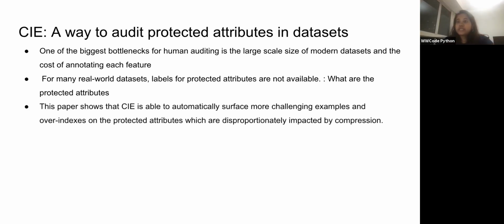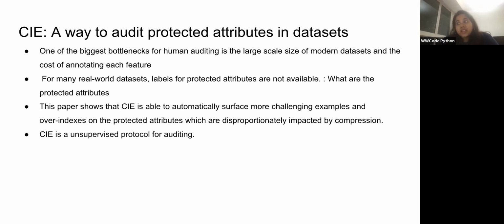So the paper basically shows CIE to be a way to automatically surface more challenging examples and over-index on these protected attributes, which are disproportionately impacted. That's the takeaway at the end of the day: by compression, we are disproportionately impacting, or there is a bias that exists. You could consider the words disproportionately impacted to mean bias.